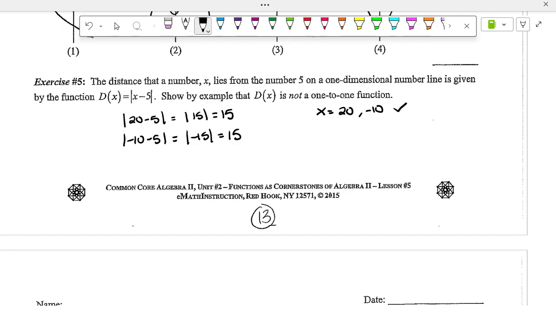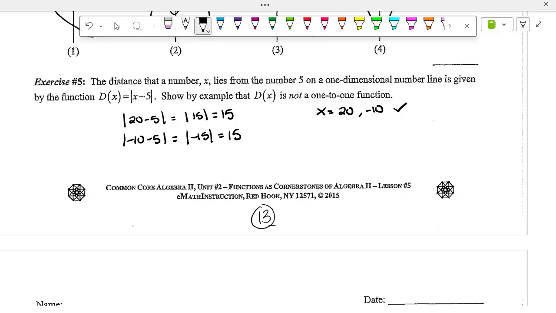Someone got different numbers? Mahogany. 6 and 4. That will also work. 6 minus 5 is 1. Absolute value of 1 is 1. 4 minus 5 is negative 1. Absolute value of negative 1 is 1.